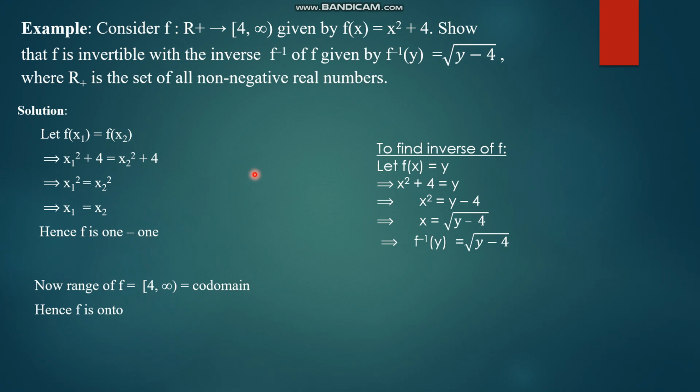For the previous problem we have to go for that method. For this problem we can go with this method. Now finding the inverse is the same. We have to take f of x is equal to y. F of x is x square plus 4, that's equal to y. So x square will be y minus 4 and x will be root of y minus 4. So f inverse y will be root of y minus 4. That is what was to be proved.